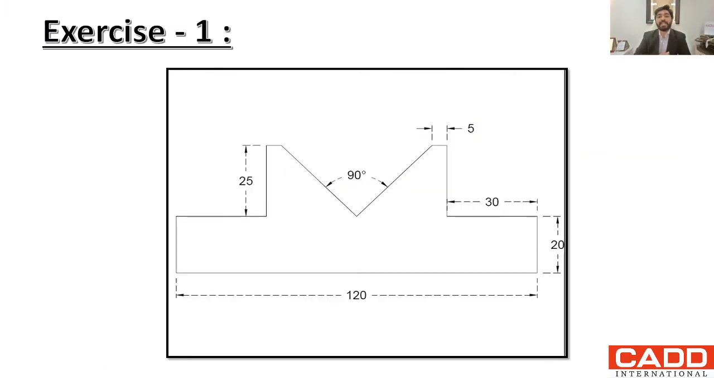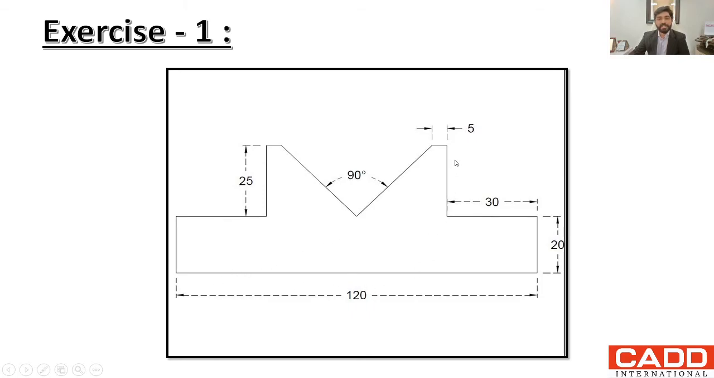So let us see how we can create this figure. As you can see, this is made only with the help of lines, and it has a shape in such a way that it is symmetric about the center axis. So it is symmetric and it can be divided into proper two halves.